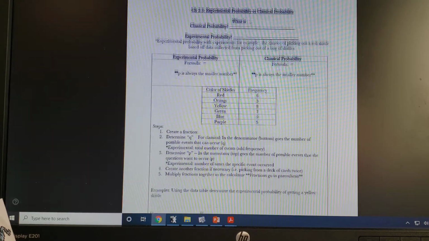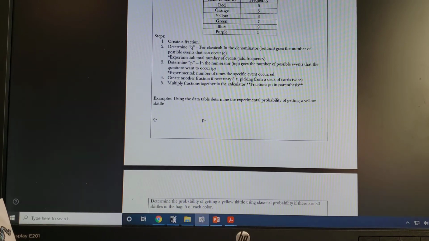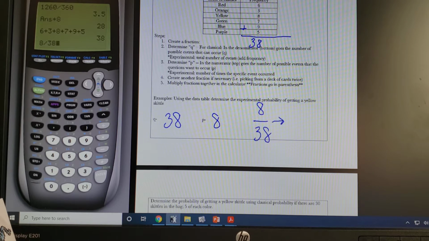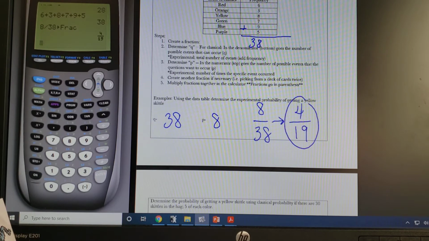Alright, so with that in mind, let's answer some questions. Using the data table, so what I just went over, determine the experimental probability of getting a yellow Skittle. So we picked out of the bag 38 times. Yellow was 8 times, which means it's going to be 8 over 38. And then that reduces to 4 over 19.